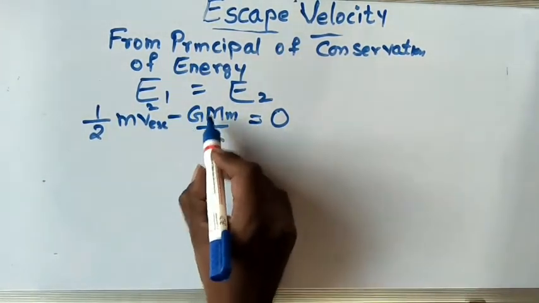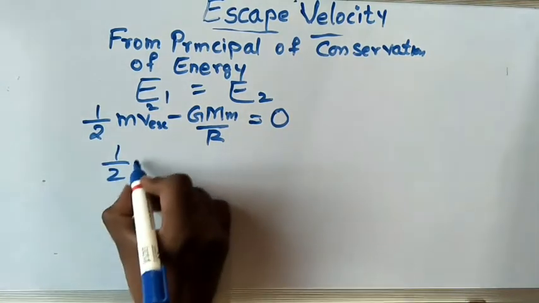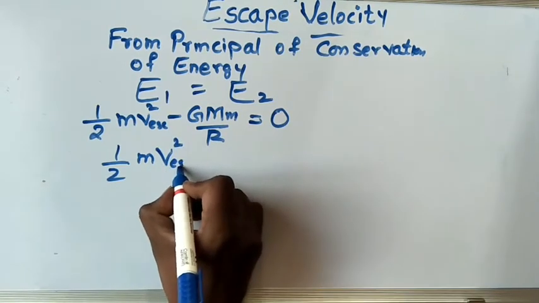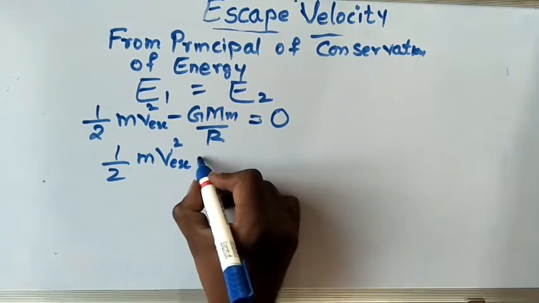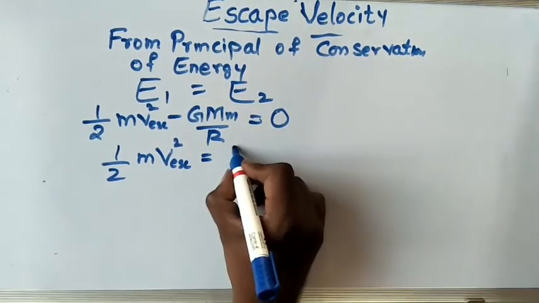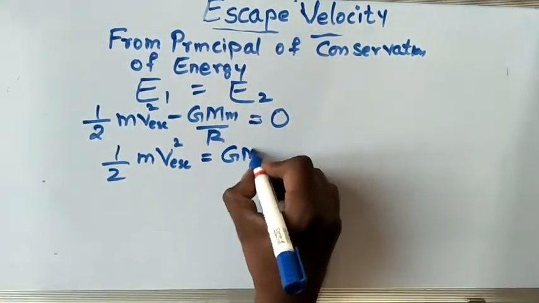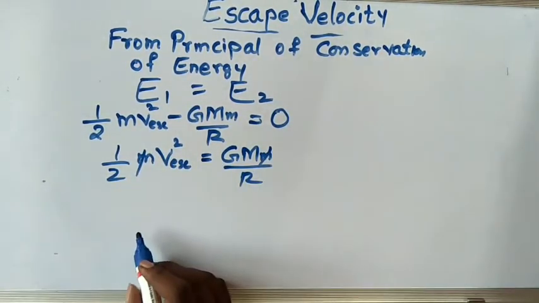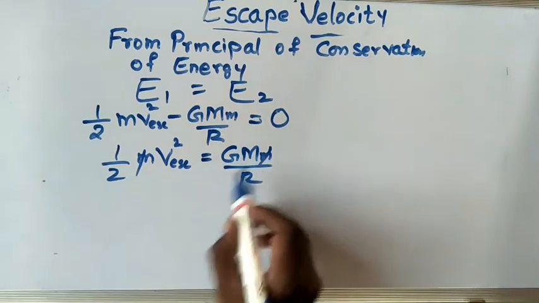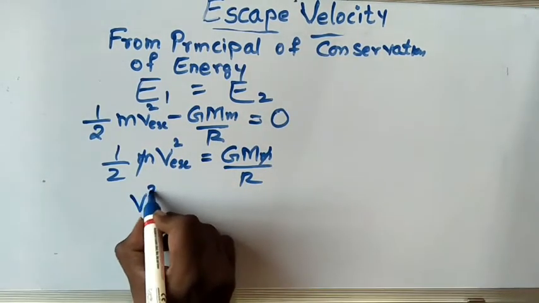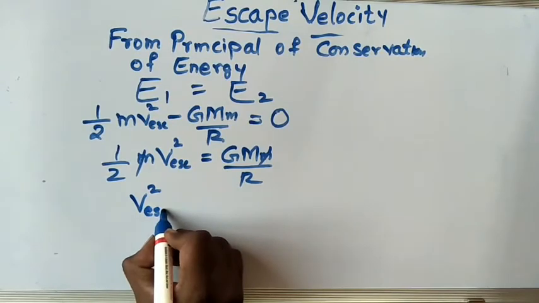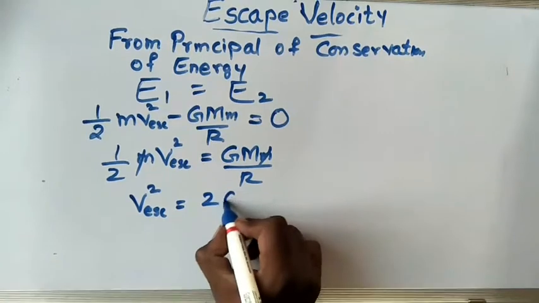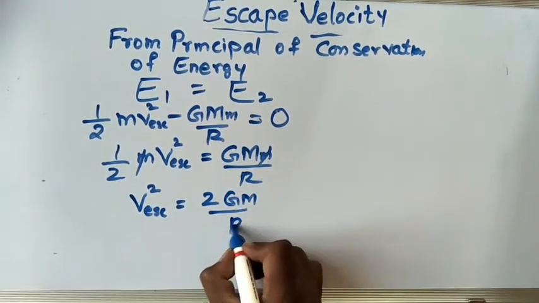So let us solve this. Taking the minus GMm to the other side, half m v escape square is equal to, minus becomes plus when we go that side, GMm upon r. M and m cancel each other. This 2 will go there. So what is remaining? V escape square is equal to 2GM upon r.